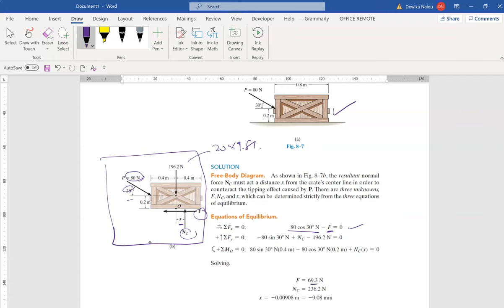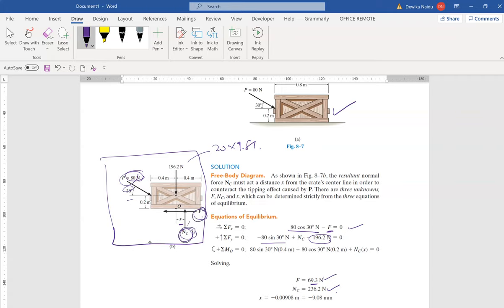Next, we do your Fy. Pointing down is negative, and this 80, you resolve it, making it 80 sin 30, also pointing down, negative. Then we have NC, which is pointing upward, positive. So you calculate and you get 236.2. So this is not the end of it. You have your F, you have your NC, but you do not have your x.